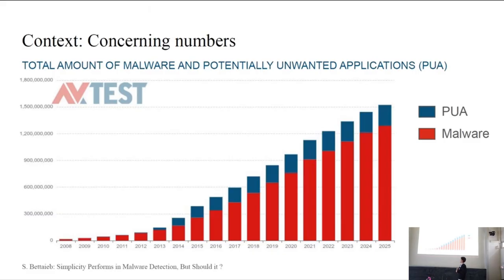So let's start with some context. Maybe some of you are familiar with these kinds of graphs showing that the amount of malware and potentially malicious applications keeps growing through the years. And this growth emphasizes the need for efficient, effective, robust detection methods that can handle large amounts of data and that can, as much as possible, detect new variants.